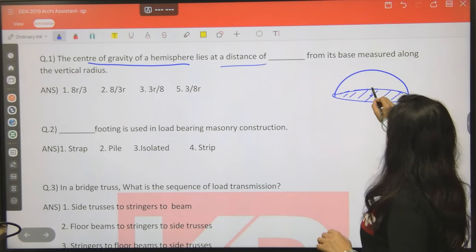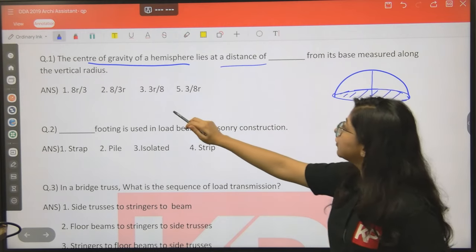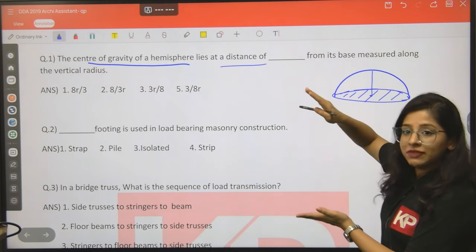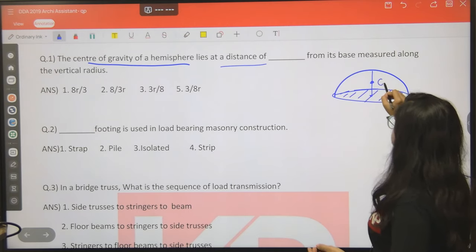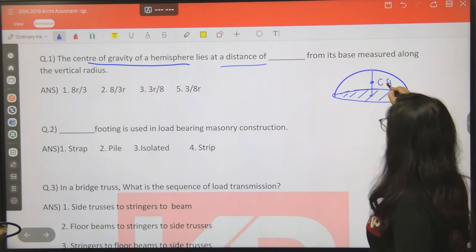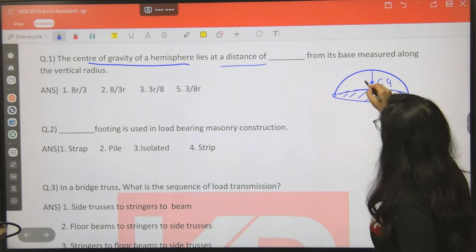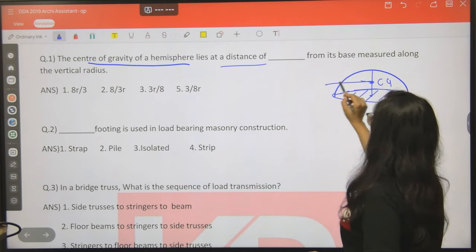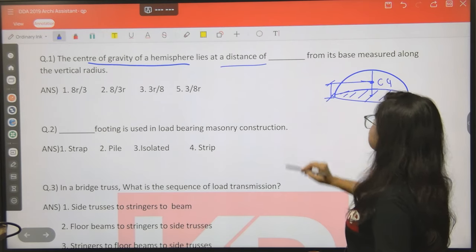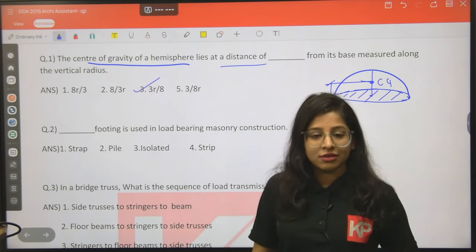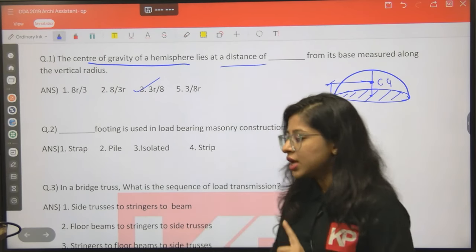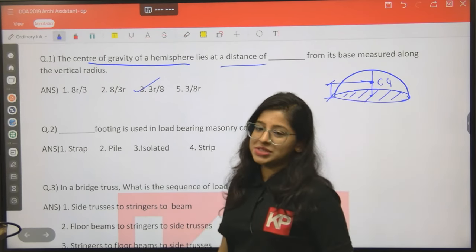So it lies at a distance from the base measured along the vertical radius. That means vertically, when you measure upwards, it lies at a particular point. Let's say the center of gravity lies at this particular point. Now they are asking, what is this particular distance from the base? What is the distance of this particular point? The answer is 3r/8.